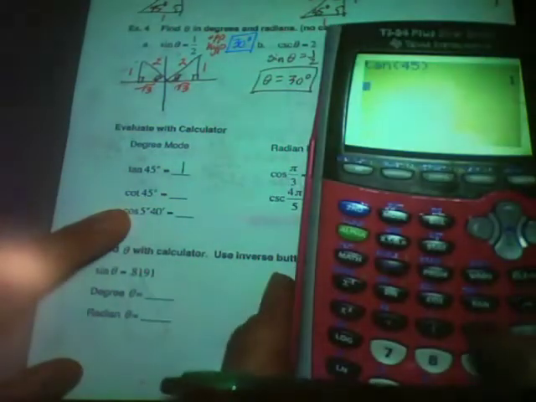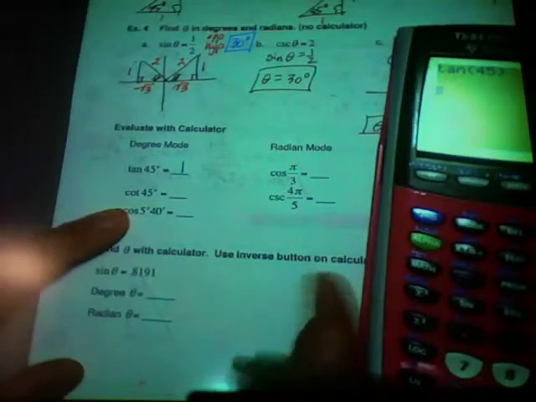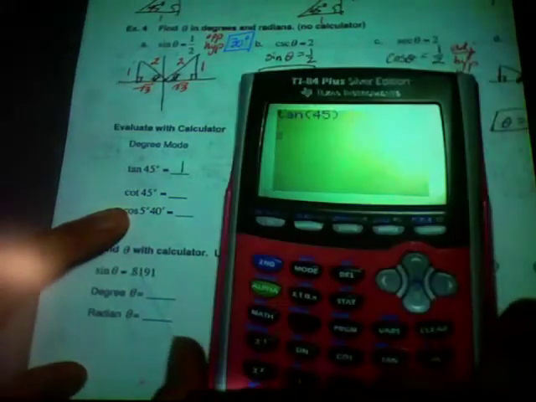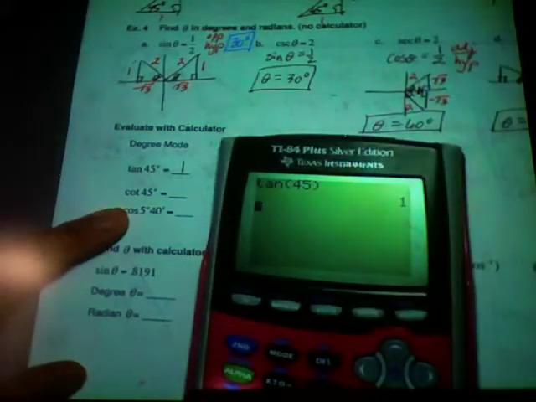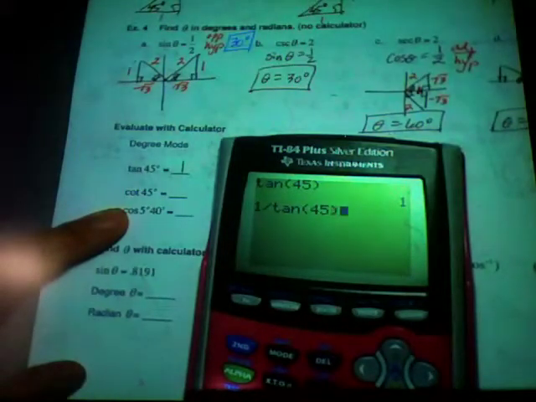So find the cotangent of 45 degrees. How are you going to do that? Just flip it, right? Or you can do 1 divided by tan of 45. You still get 1, only because it's 1, right?